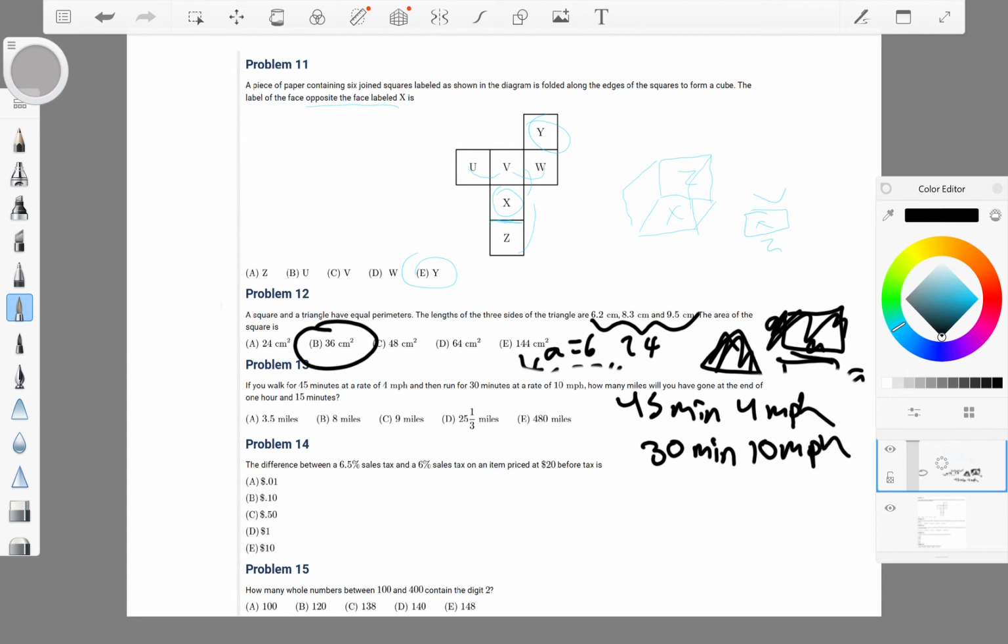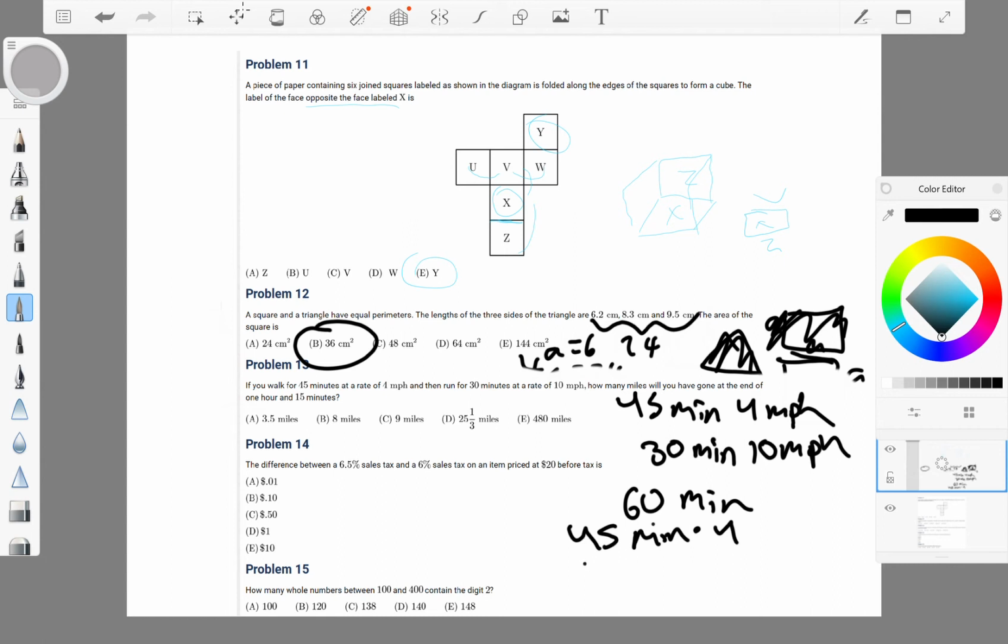So, okay, 1 hour is 60 minutes, right? And so the number of miles that you've gone in 45 minutes at 4 miles an hour is going to be 45 divided by 60 times 4. Because think about it, right? So you have 45 minutes, so let's do 45 minutes times 4 miles per 60 minutes. Right?